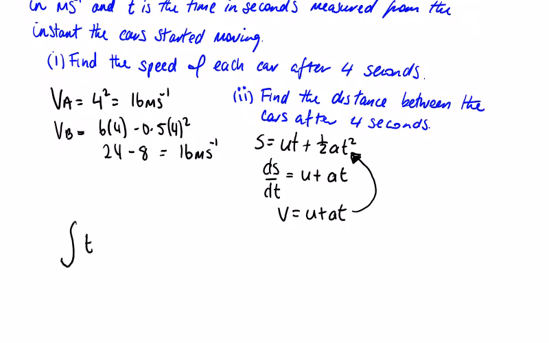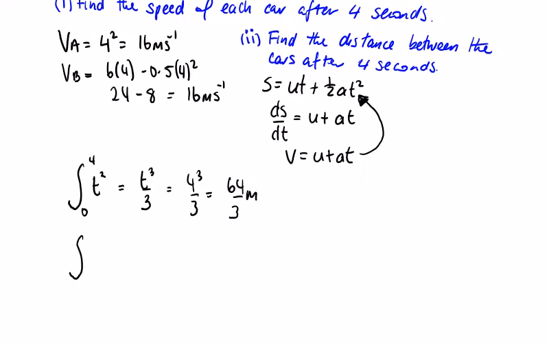So we need to integrate t squared, and it's in the first 4 seconds. That's going to give me t cubed over 3, and putting in the 4, it's 4 cubed over 3, which is equal to 64 over 3 meters. This is A. If we integrate B, for the first 4 seconds, it's 6t minus 0.5 t squared dt. I probably should have put dt in the top one as well.